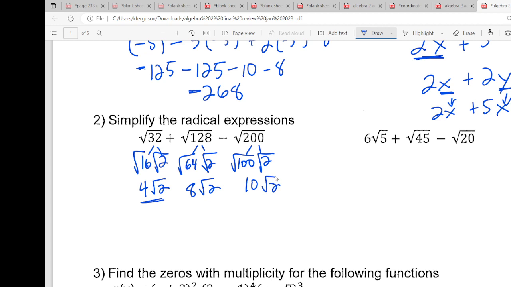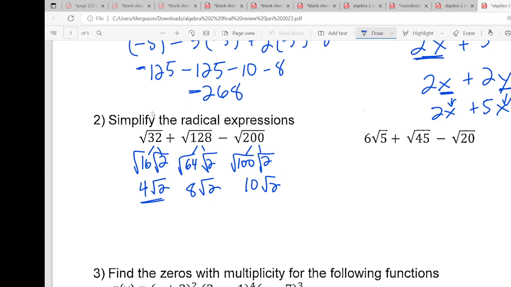Now look at what I got. I got 4 square root of 2, 8 square root of 2, 10 square root of 2, right? All of them have the square root of 2, so now I can add or subtract them, the same way as if that was 4x, 8x, and 10x.